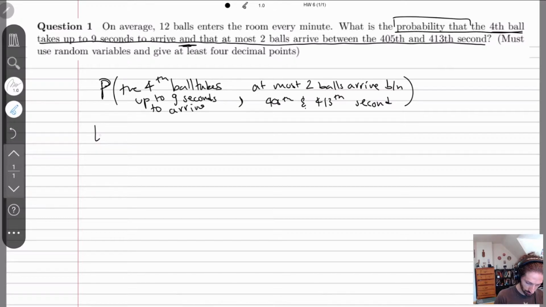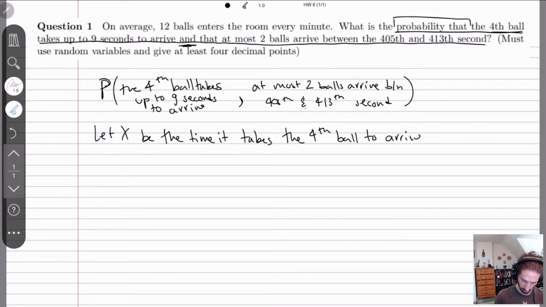So let's look at some variables to help us out. We'll let x be the time it takes the fourth ball to arrive. And we're going to let y be the number of balls that arrive between the 405th and 413th second.